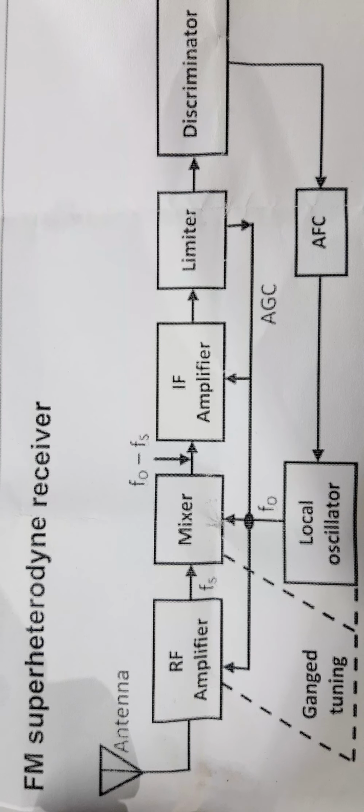So in the FM superheterodyne receiver, we will apply the signal frequency and also the local oscillator frequency. These two frequencies are mixed and produce the difference in frequency, that is the heterodyne frequency. This difference in frequency is called the intermediate frequency.